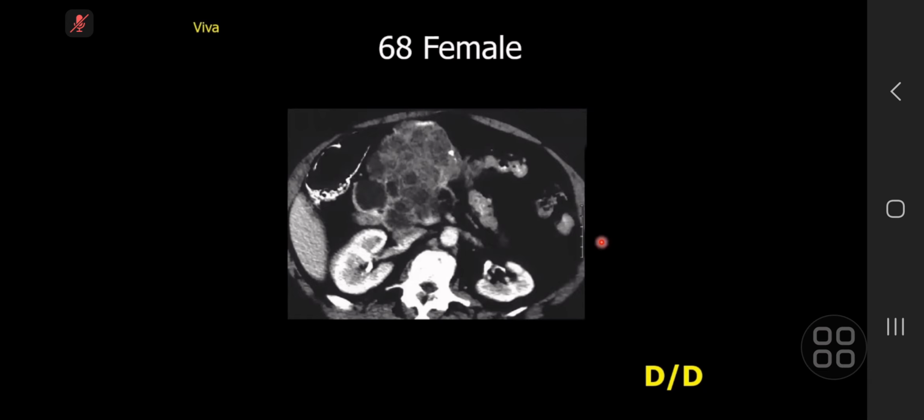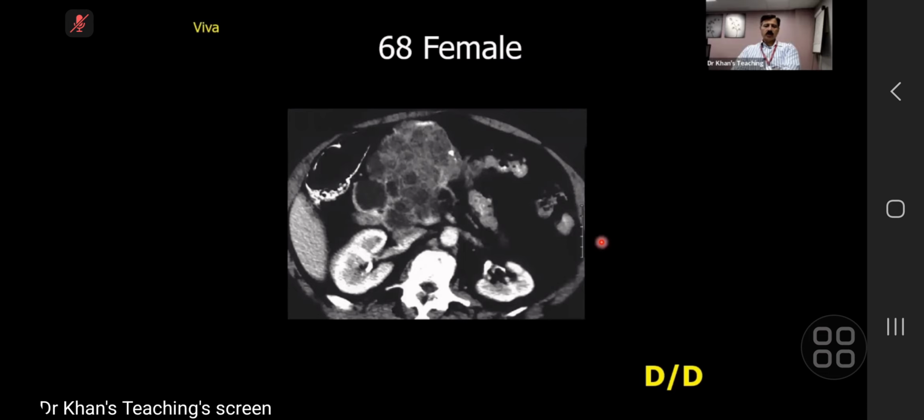So since we are doing the pancreatic cystic tumor, this most likely can represent a cystic tumor with a calcification. So it could be serous cystadenoma. And why not a mucinous cyst?